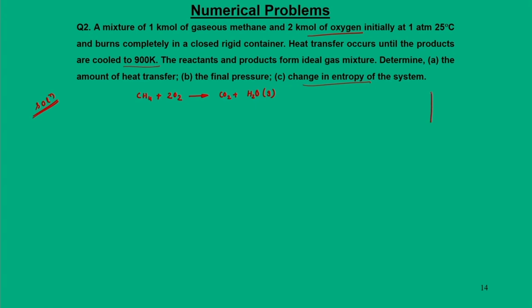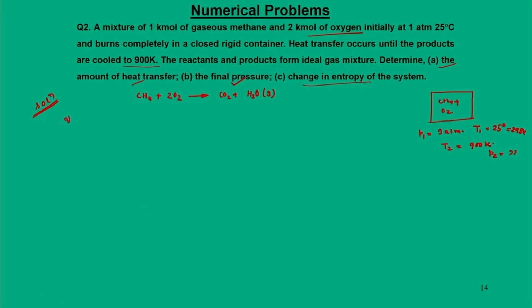So, you can imagine that the reaction is happening in a closed system of CH4 and O2, and the products are formed. The initial condition is P1 is 1 atmosphere, T1 is 25 degrees centigrade, 298 Kelvin, and the final product temperature T2 is 900 Kelvin. For P2, we need to calculate the final pressure. On top of that, we will find the heat transfer, because for the entropy calculation we also require heat transfer.